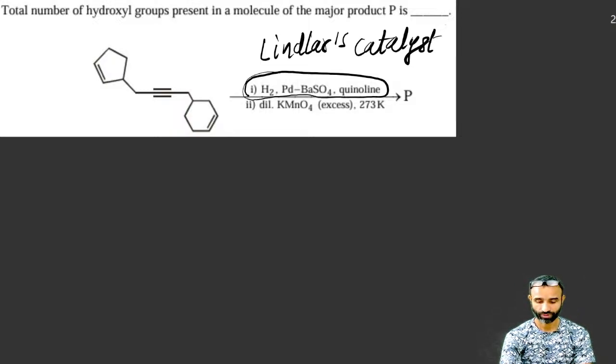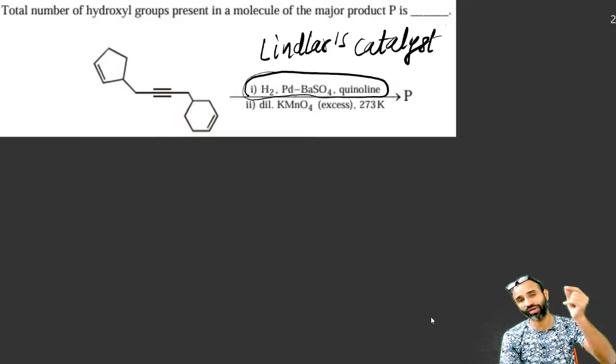So we also use this in Rosenmund reduction, right? Yes, same. In both, here we can use H2/Pd on BaSO4. In both the cases, in that case Cl is replaced by H. We get aldehyde, and here alkyne is converted into alkene, but cis alkene.